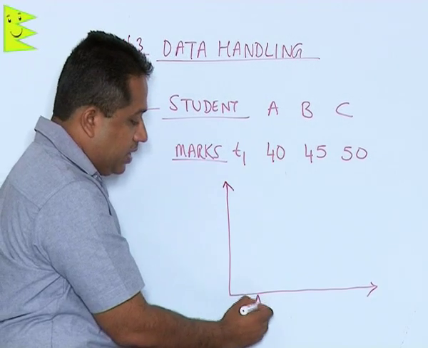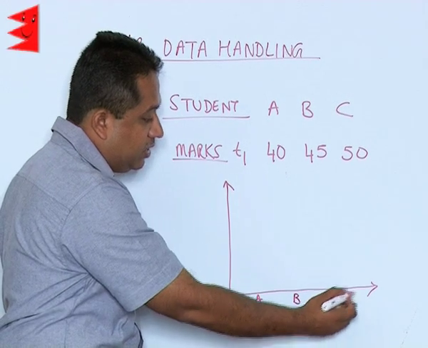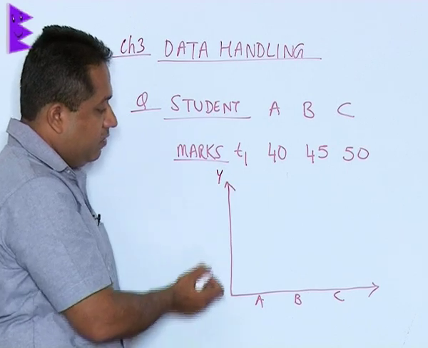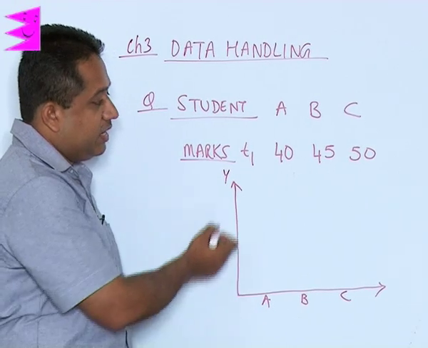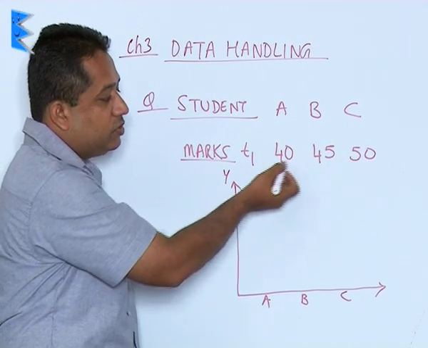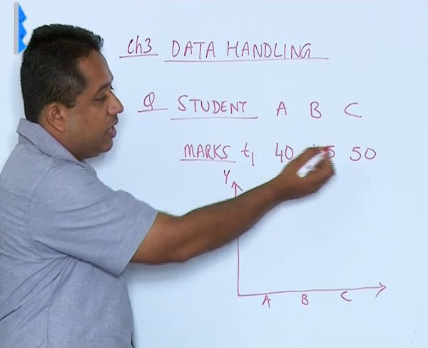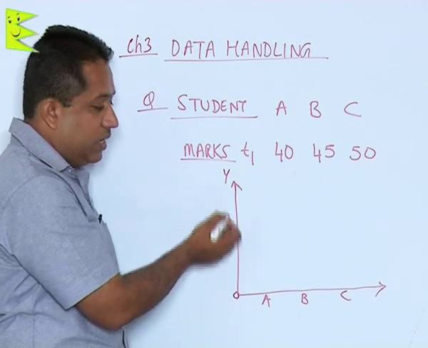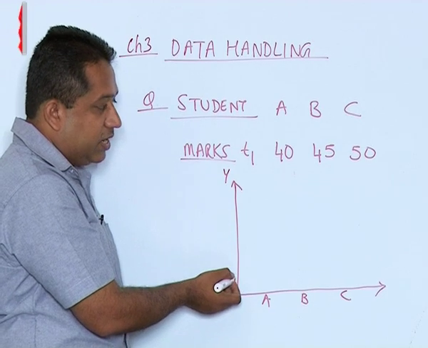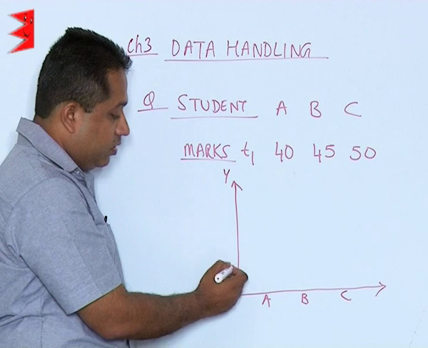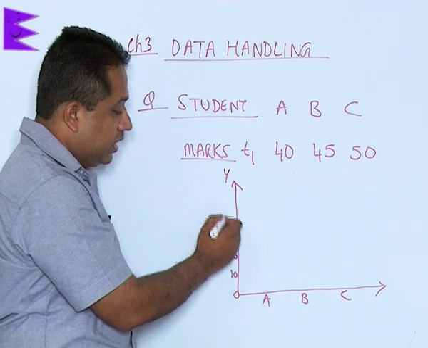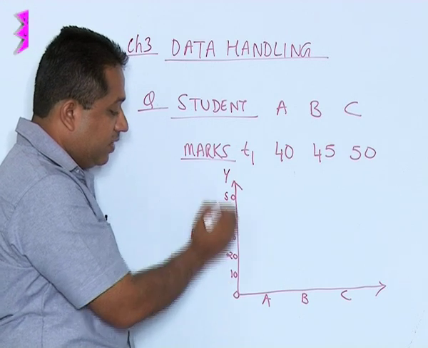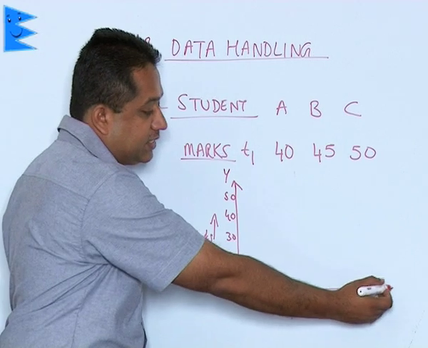So the students A, B and C we are representing here on the x axis and the marks on the y axis. Now here we have to select a suitable scale such that we are able to accommodate all the values that are written here. So the lowest value 40 up to 50 has to be represented here. So we can leave gaps of 10, or we can say 1 centimeter will represent 10 units. So we can write here 0, 10, 20, 30, 40 and 50. So these are the marks obtained. So we have marks on the y axis and the students on the x axis.